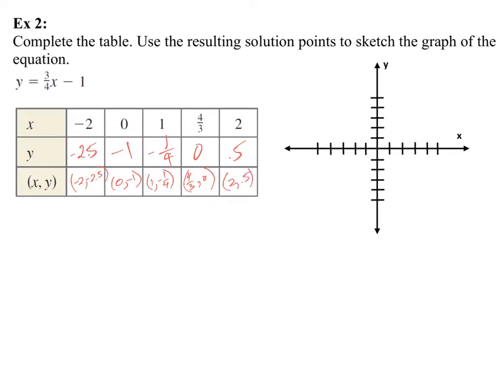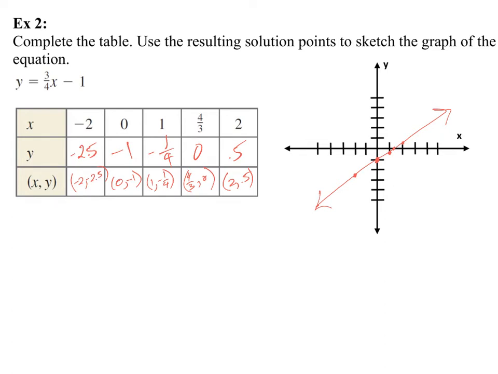Okay, so now we go ahead and we graph all these points. So I have negative 2, and then I'm down 2.5. Right about there. Then I have 0, negative 1. Then I have negative 1/4, or 1, and then negative 1/4. So I'm right here. Then I have 4/3, which is 1 1/3, and 0. So 1 1/3, and then 0. And then I have 2, and then I'm up at 0.5. All right, so there are all my points. Now just graph the line. That's all there is to that.